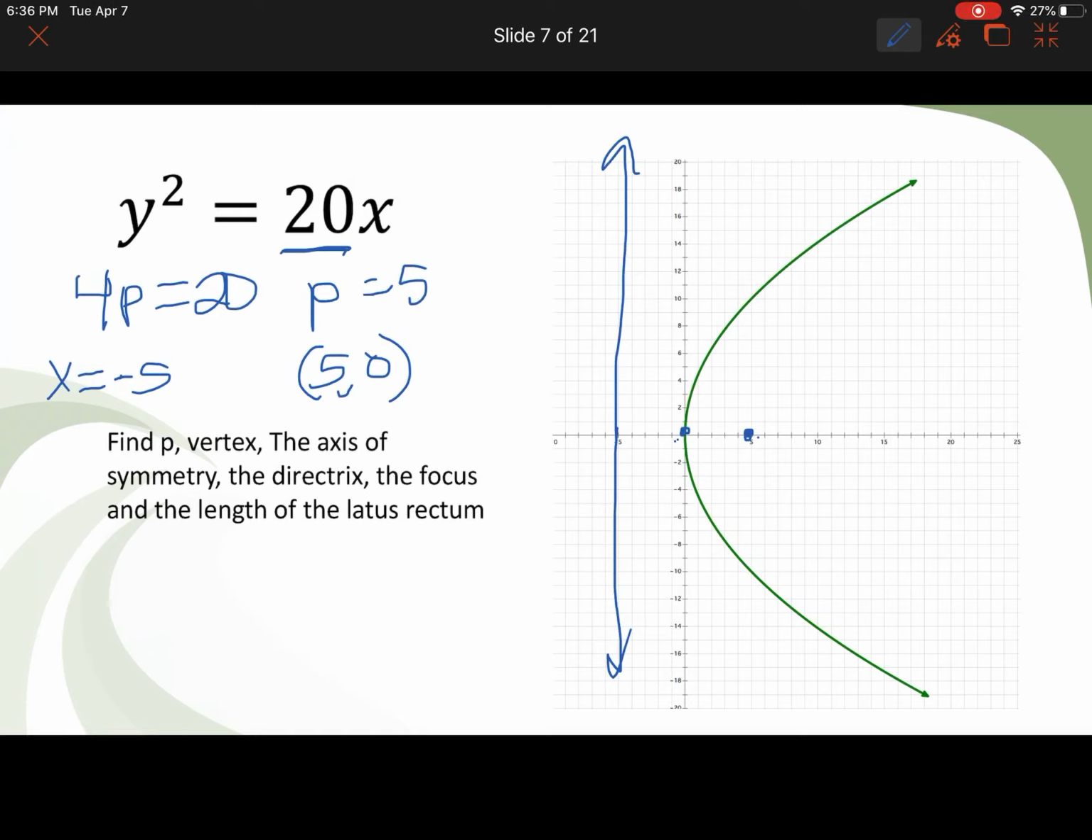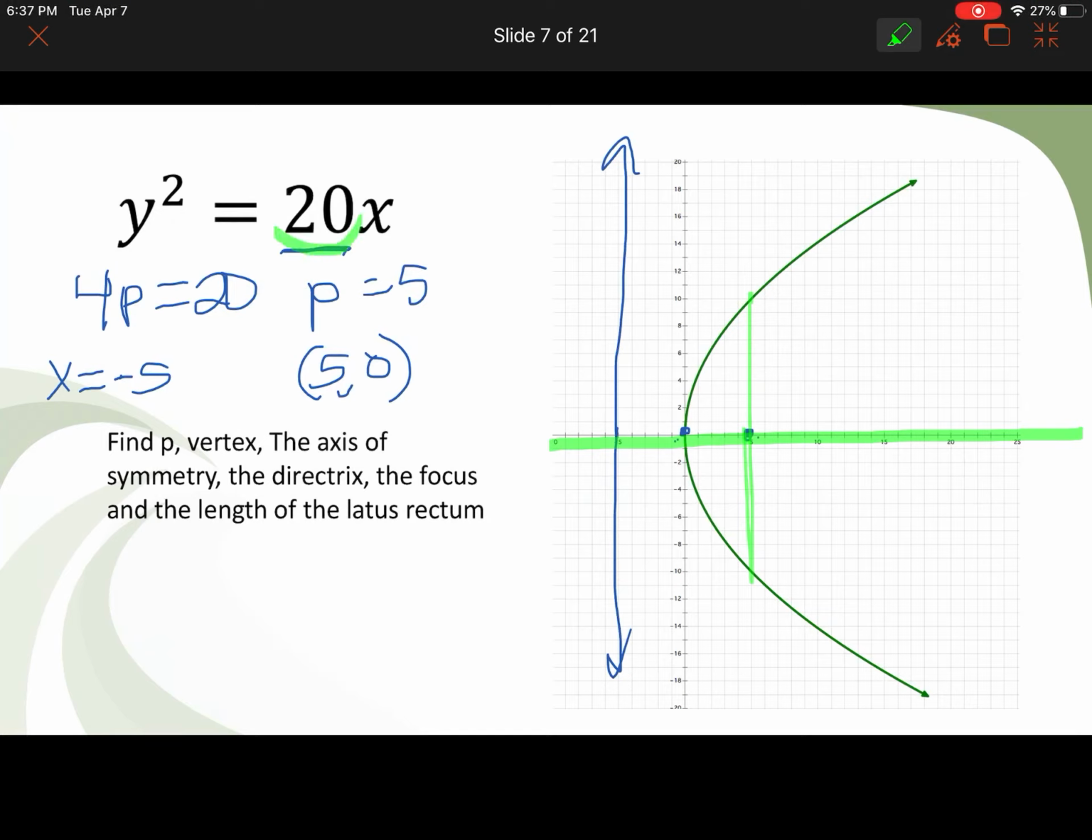So the axis of symmetry, that is when we go perpendicular to the directrix, but right through the vertex, right? That's our axis of symmetry. And so that in this case would be the line y equals 0. And then we have that latus rectum, which goes right through the focus and is parallel to the directrix, right? It's that length. And how long should the latus rectum be?